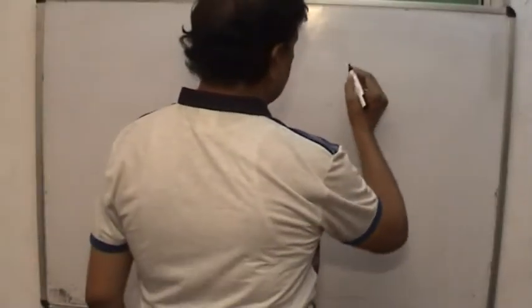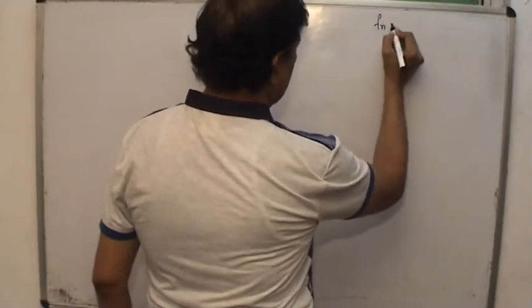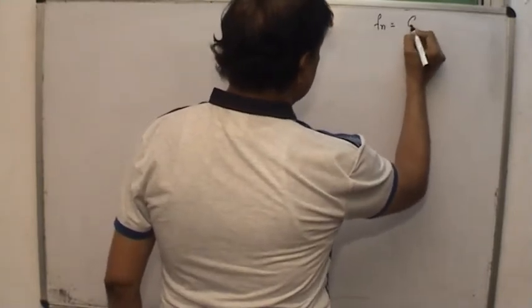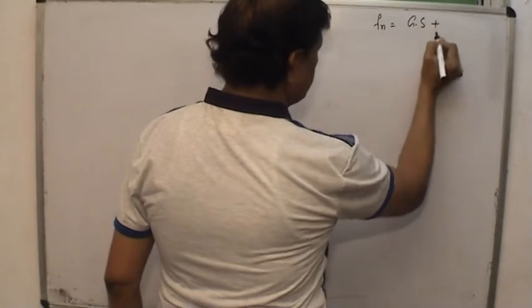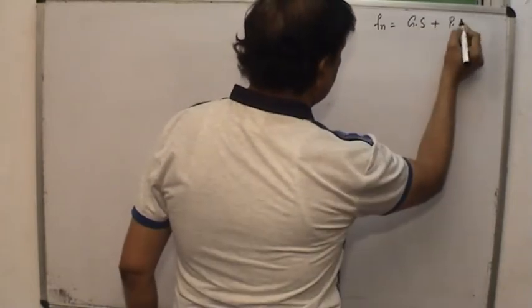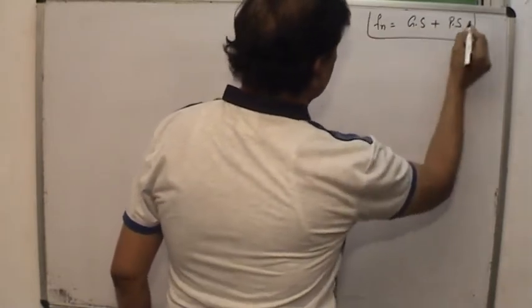For the non-homogeneous recurrence relations, we have to find the particular solution along with the general solution. Now in this case we say the final solution Fn is equal to general solution, GS, plus PS, that is, the particular solution.